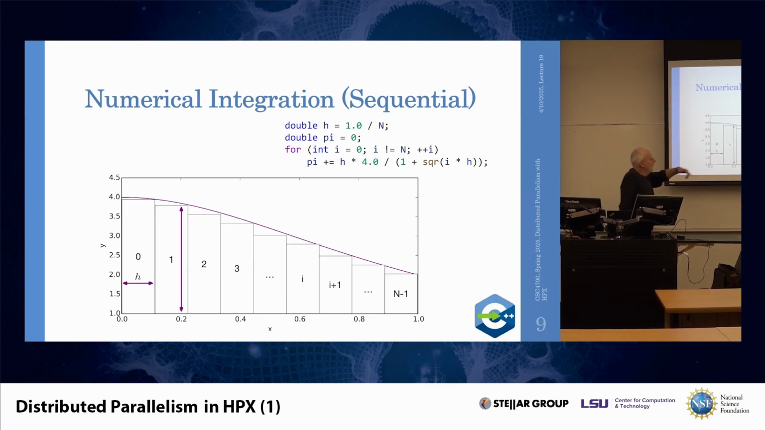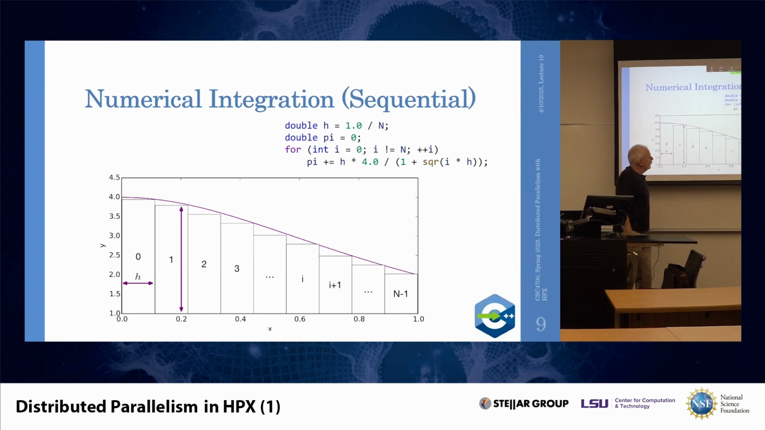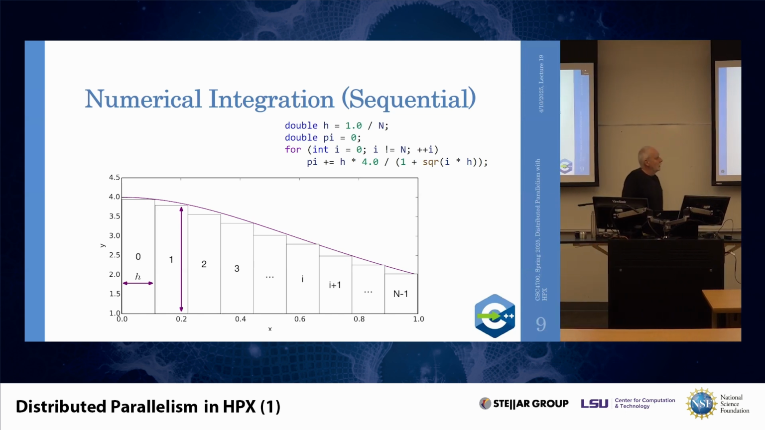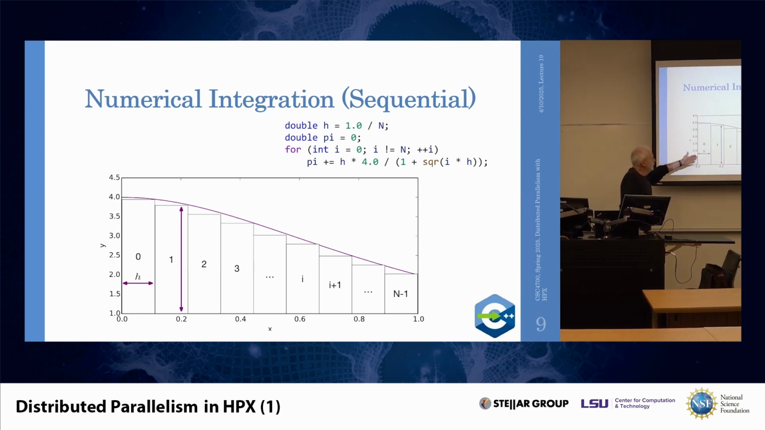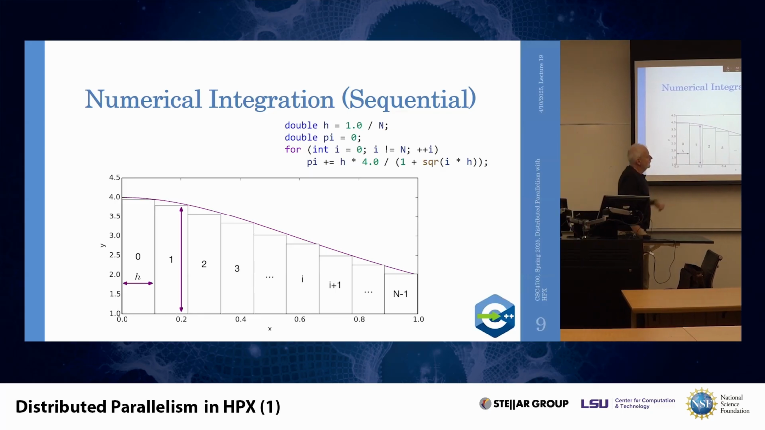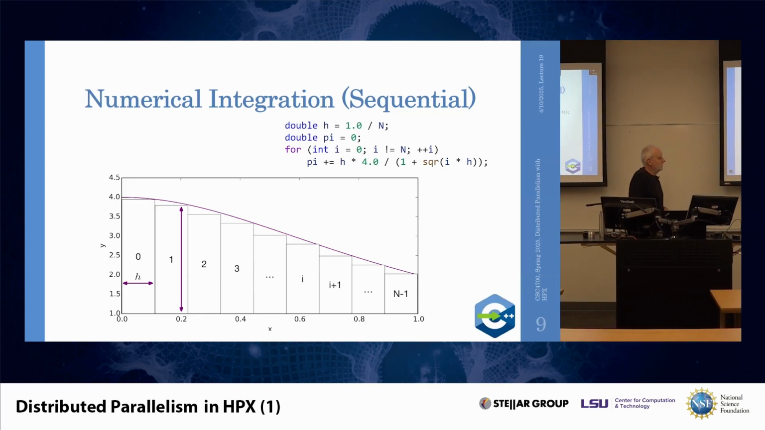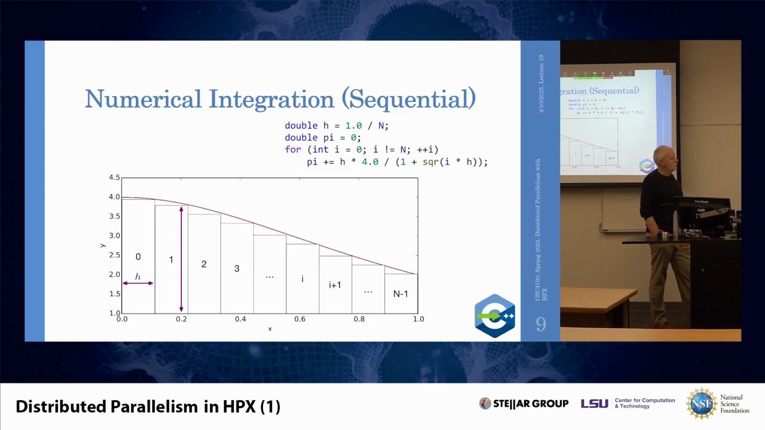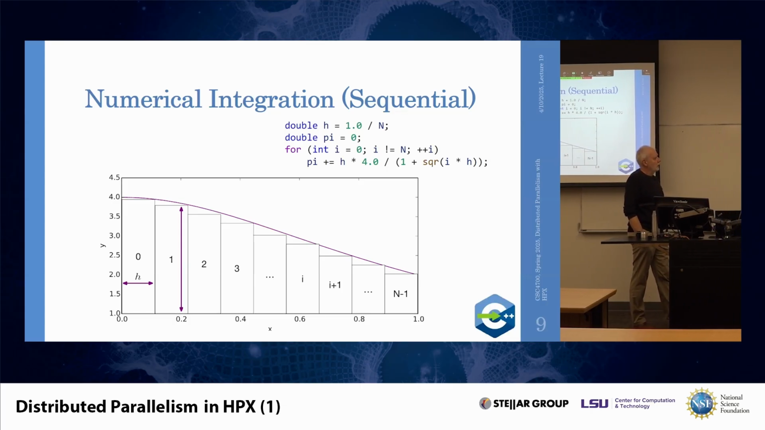So the sequential program we started off with is shown here. It's a simple loop where we compute the area of each of those rectangles and sum it up, which in the end will give us our approximation of pi we're looking for.